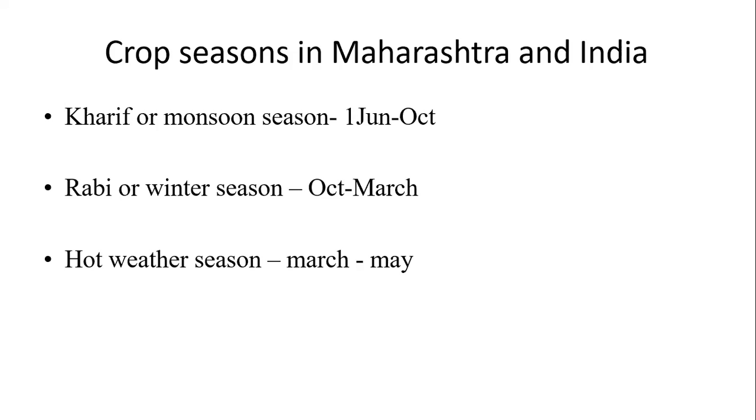And technically, the months March to May are the hot weather season, Rabi season is October to March, and Kharif season is June to October.